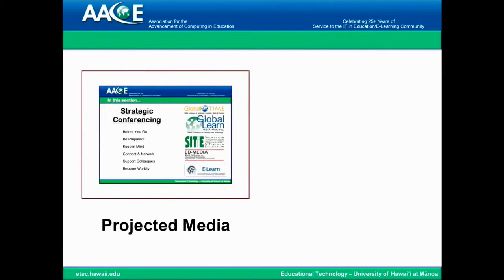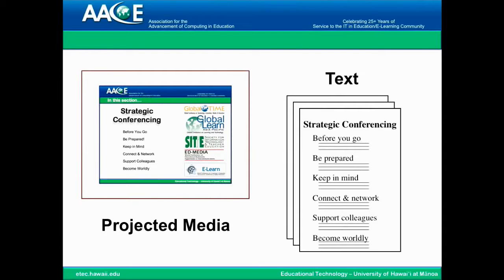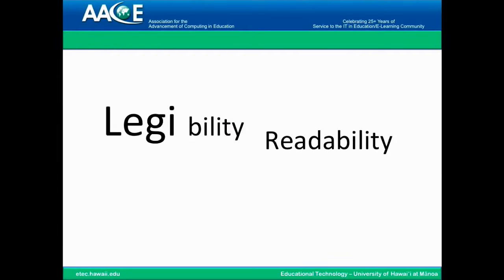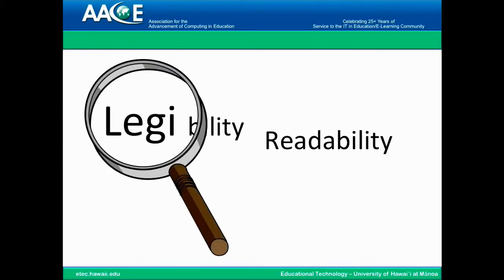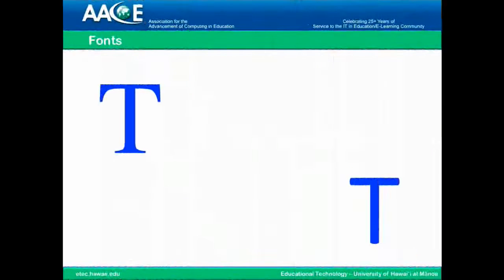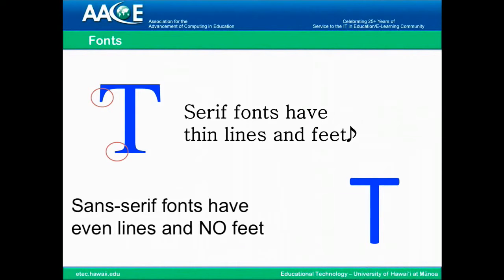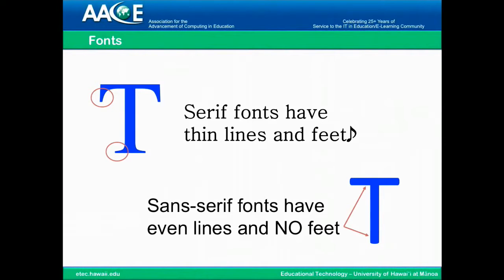Legibility is different for projected media than it is for text. So let's talk about what the difference is between legibility and readability. Legibility is your ability to see something clearly, whereas readability is your ability to read it fluently. Legibility and readability have a lot to do with your font choices. For example, serif fonts have thin lines and feet, whereas sans serif fonts have even lines and no feet.